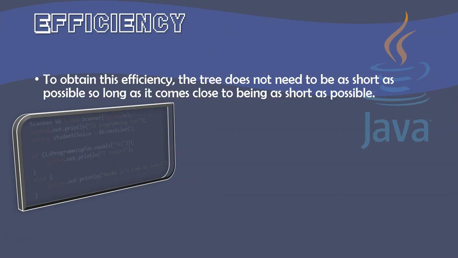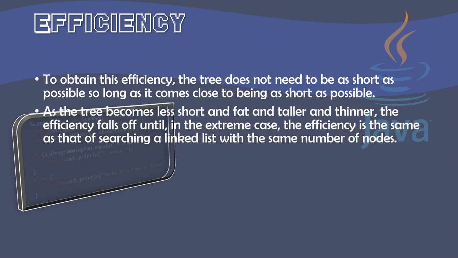Now, to obtain this efficiency, our tree does not need to be as short as possible, so long as it comes close to being as short as possible. It's an ideal measure that we want to try and push. As the tree becomes less short and instead becomes tall and thin, the efficiency is going to fall off from that big O of log n that we saw. And in the extreme cases, the efficiency is actually going to end up being the same as if we had searched a linked list with the same number of nodes.